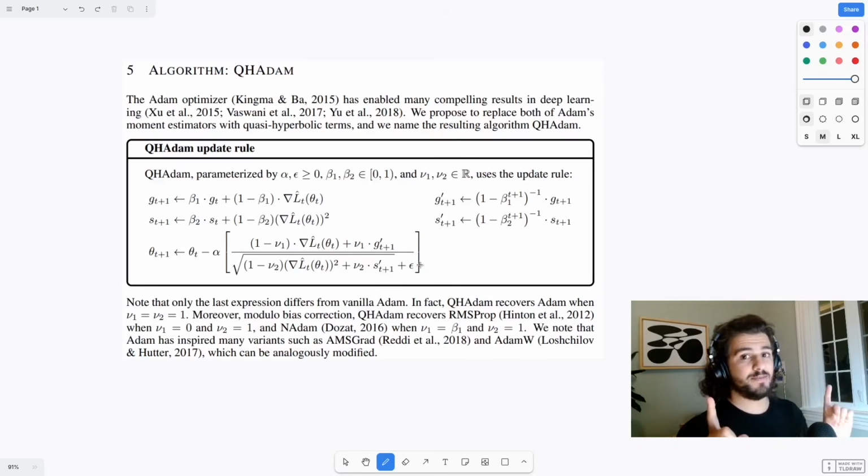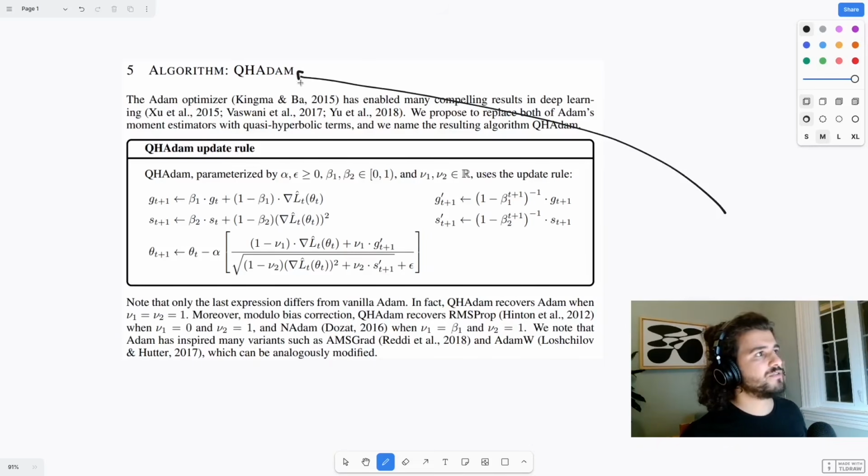So the trick, right? If you have a paper that will do the whole flow and the whole journey, there's a reason behind it. There's a reason why in the paper this is section 5 and not section 0, right?